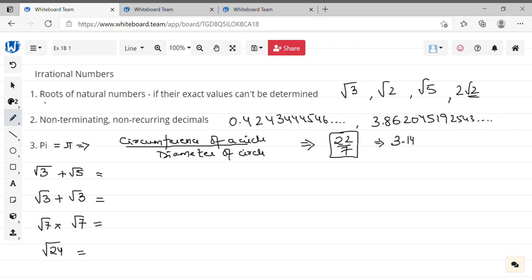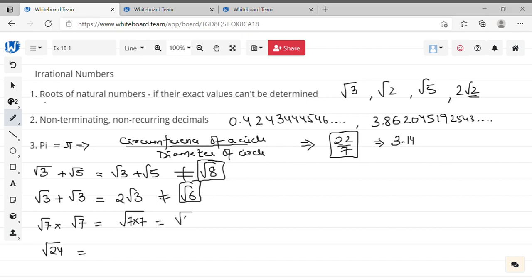Next, let's look at some properties of irrational numbers that we already know. Root 3 plus root 5 is equal to root 3 plus root 5. It is not equal to root 8. I hope you remember this property. Next, root 3 plus root 3 is equal to 2 times root 3 and it is not equal to root 6. Please keep this in mind. Root 7 into root 7 is nothing but 7 into 7 within the root, which is root 49, which is 7. You can directly write it as 7.